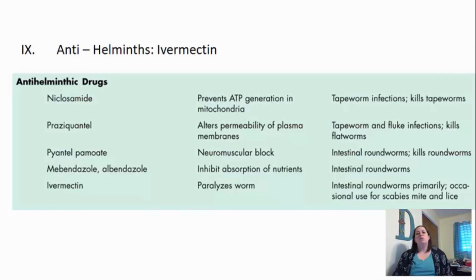The one that is really important is ivermectin. It's down here at the bottom, and the reason it's important is that it paralyzes the worms. When we look here, this is against intestinal roundworms primarily, and it's occasionally also used for scabies mites and also lice, so it has more functions. Some of the others are used for roundworms, but others may be used for tapeworms. But these are different medications that could be given to help fight worm infections.